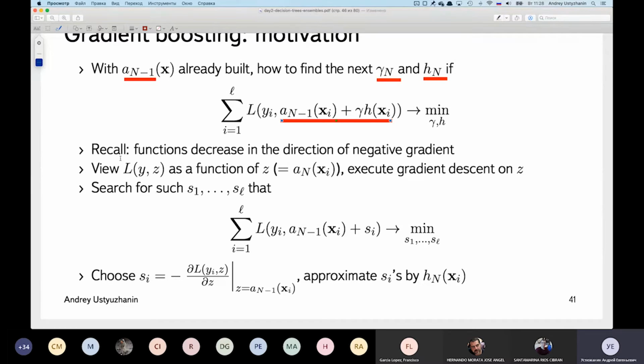We can recall that functions usually decrease in the direction of the negative gradient. So we can express our loss function as a function of z, where we denote our current iteration tree as z. And then we execute gradient descent with respect to z. And we search for such splits.